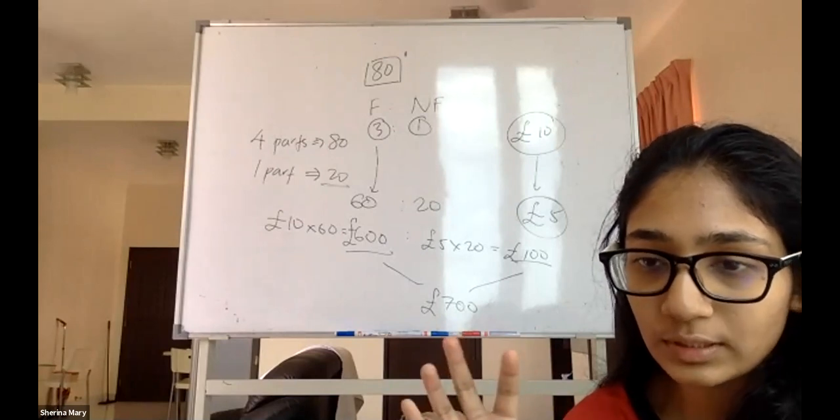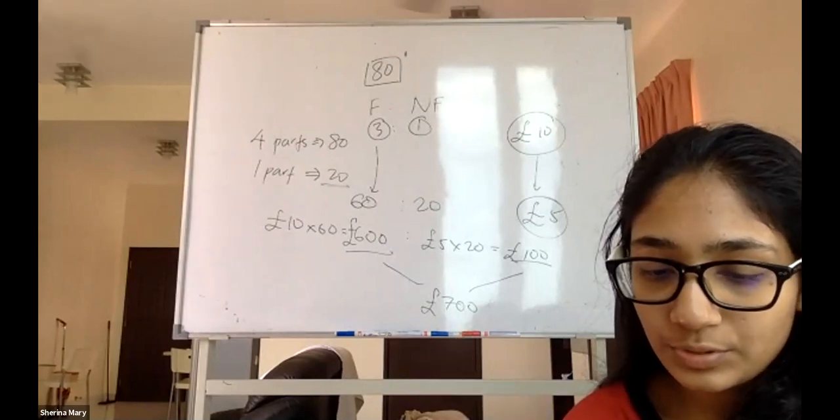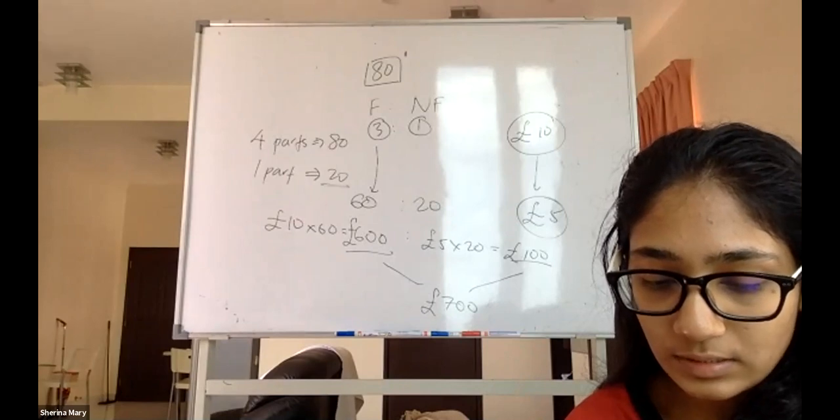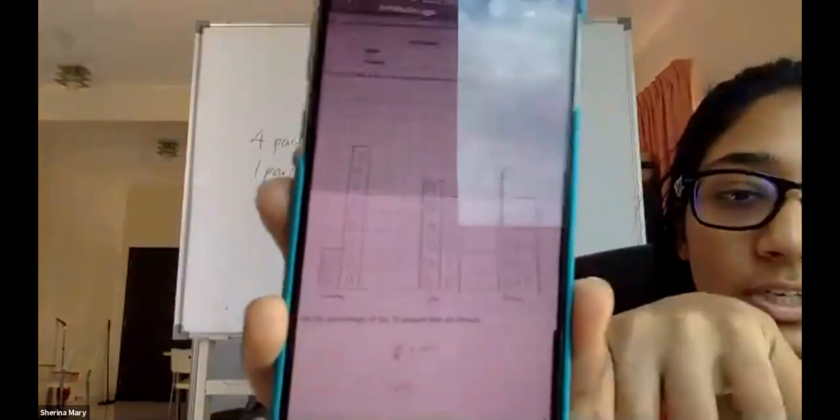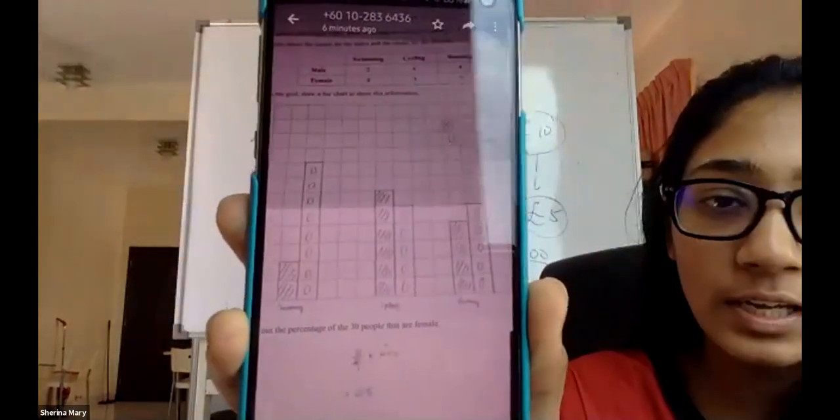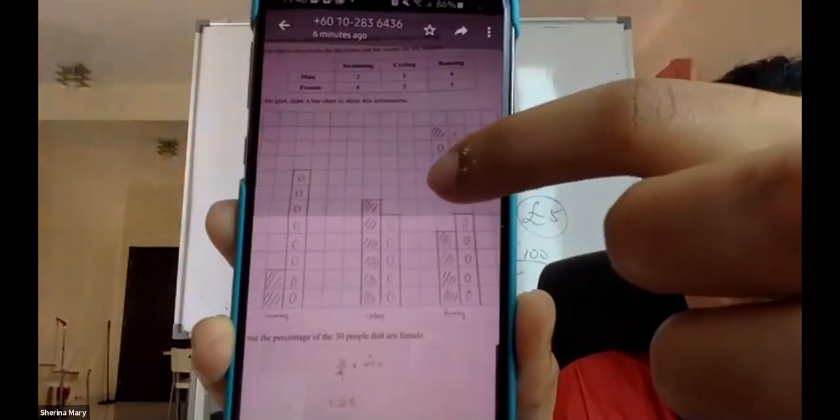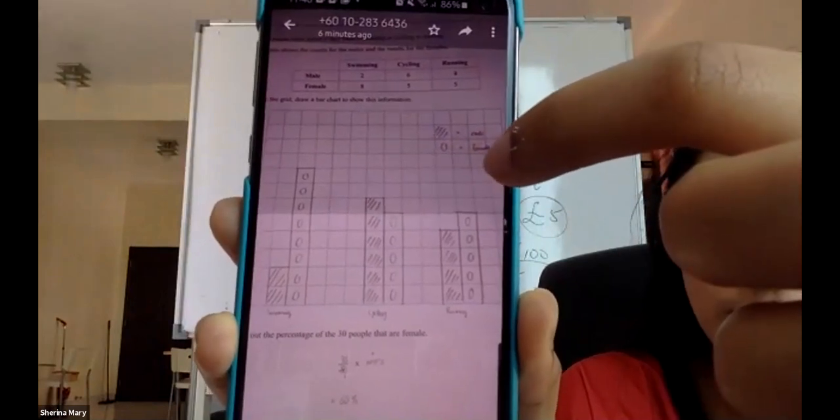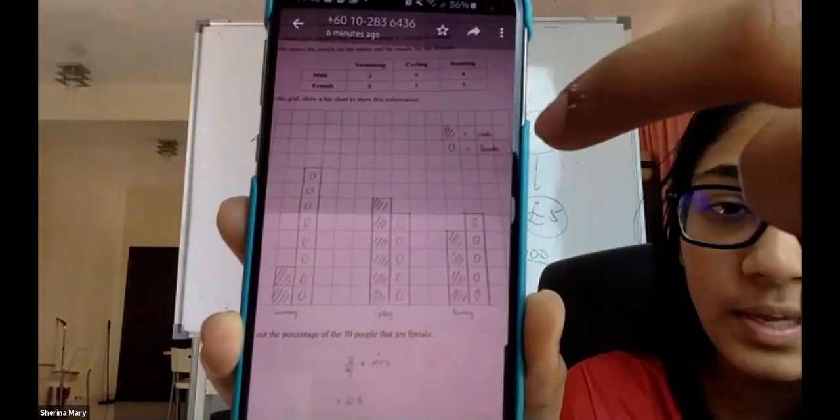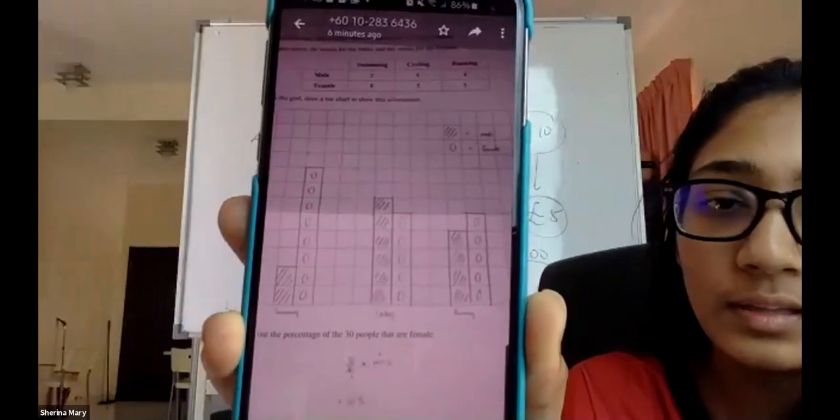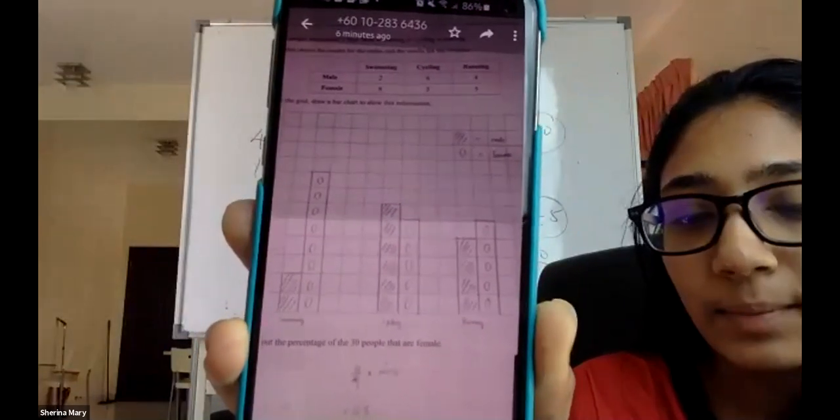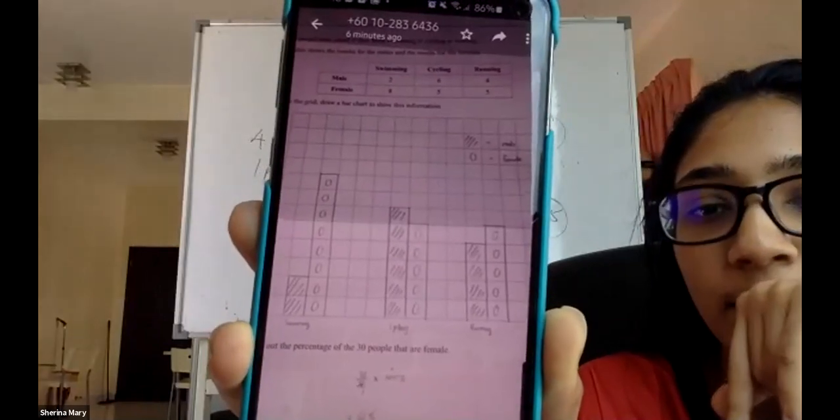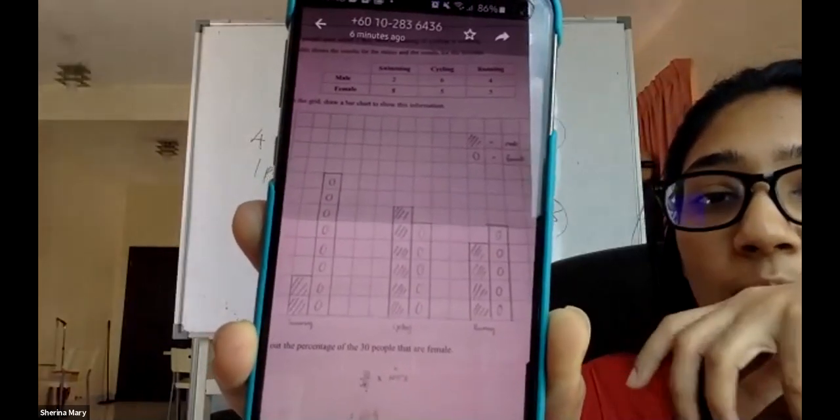And then you put, let me show you Celeste's one. See, what she has done is, she put different kind of shading, and then she puts the legend here. This is called a legend. The shaded is for male and the circle one is for female. So that's how you draw a graph when you have male and female like that.